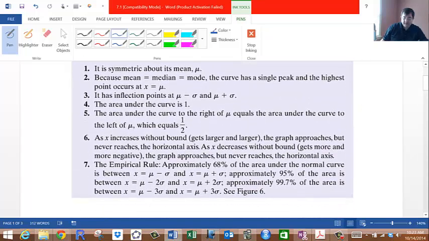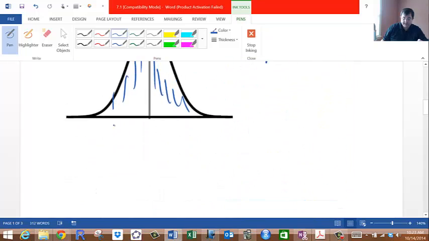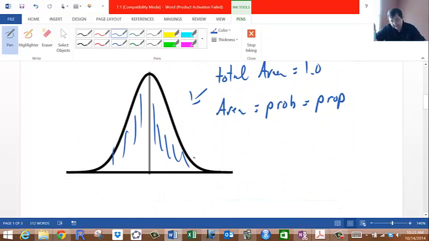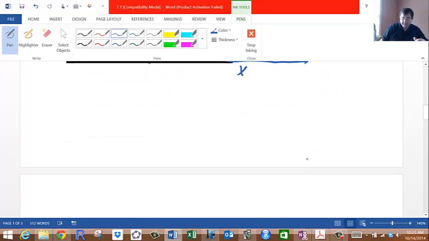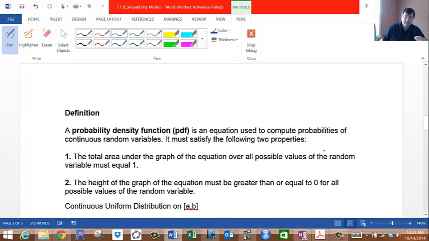We have inflection points. It's not that important. Number 4 is, like I said, the most important. Left-hand side equals right, and we've already talked about the empirical rule. And the only other property is the asymptote property. It just says that as x gets really large, the curve gets really close to the x-axis, but never actually touches. There's always that tiny little gap in between. So those are the properties of the normal density curve.